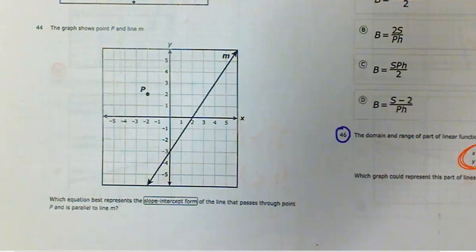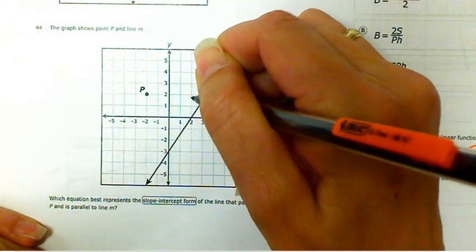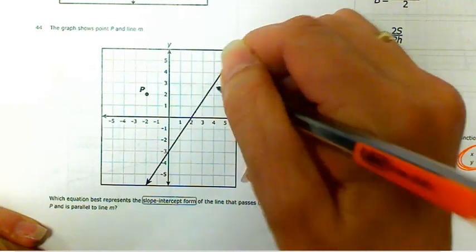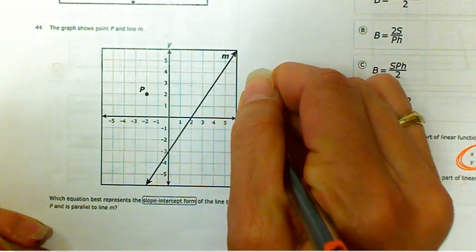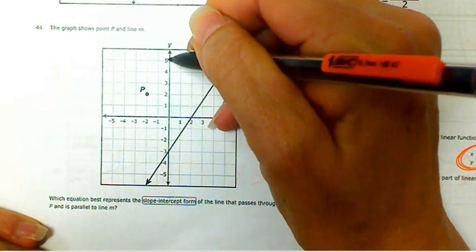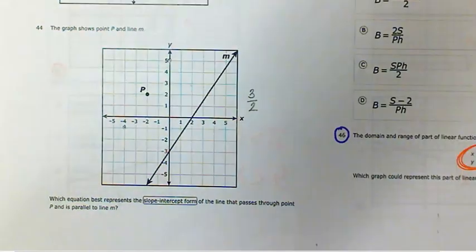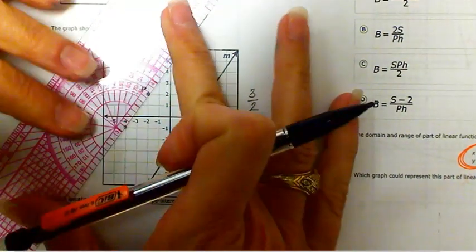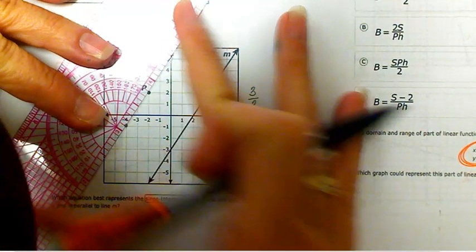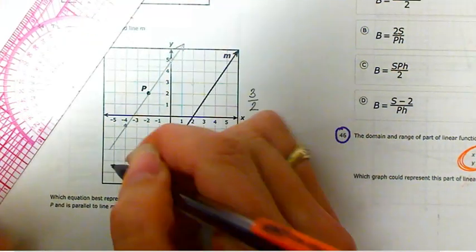Which equation best represents the slope-intercept form of the line that passes through the point P and is parallel to line M? Well, we can do this a couple of different ways. I can look and say 1, 2, 3, and over 2. Up 3 and over 2, I know my slope is 3 over 2. Well, I can go up 3 and over 2, and down 3 and to the left 2. And I have enough points to generate my line. Get it on there. Draw it.